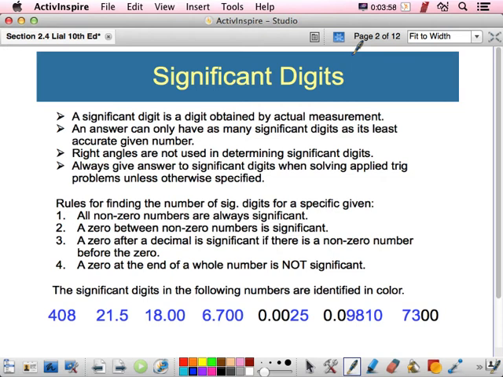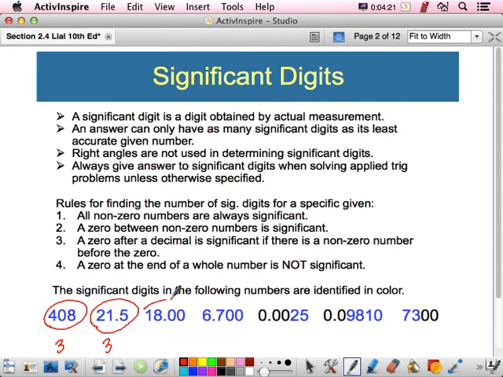The significant digits are highlighted in blue. All 3 of these numbers, 4, 0, 8, count as significant. This is said to have 3 significant digits, the 4 and the 8 because they're not 0, and the 0 gets counted because it's in between. If it's zeros in between non-zeros, always count. Okay? This one has how many? 3 because none of them are 0.